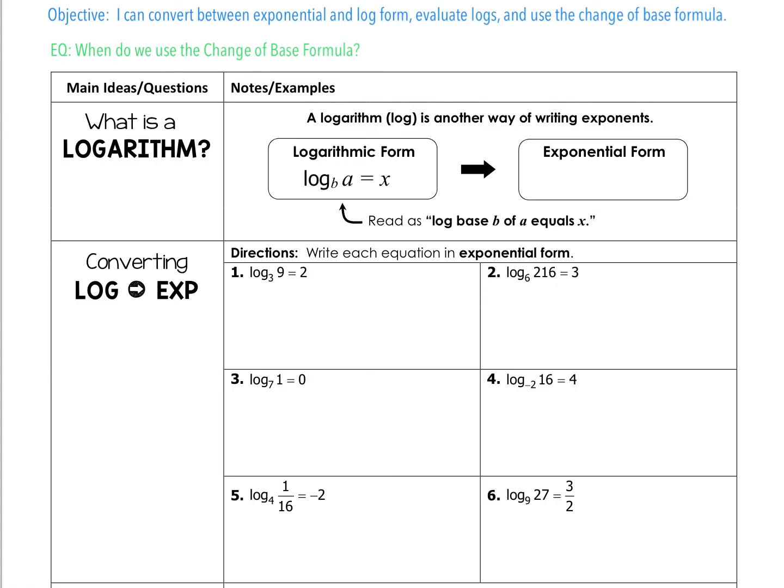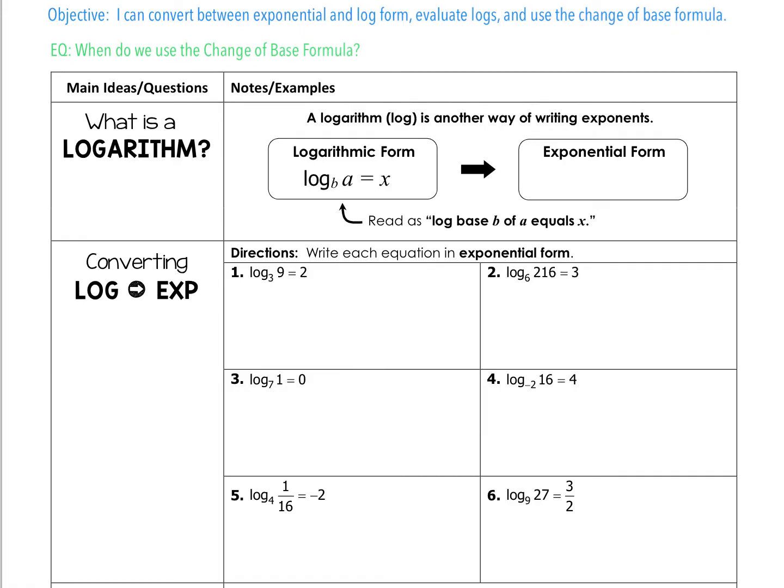What is a logarithm? A logarithm, or we shorten it to log, is another way of writing an exponent. So logarithmic form is this right here, and we read it as log base b, because it's in that subscript, it's below, of a equals x. That's just a form that you're going to need to know: log base b of a equals x. So if I look down here at example 1, this would read log base 3 of 9 equals 2.